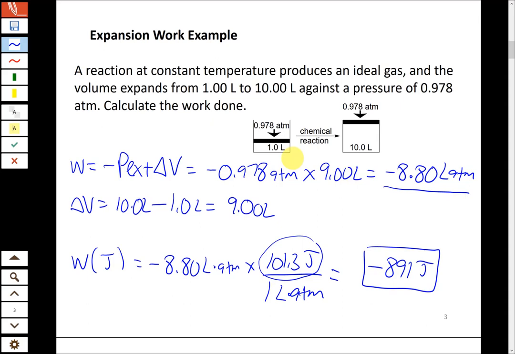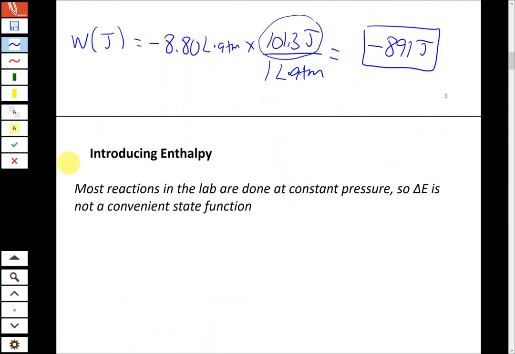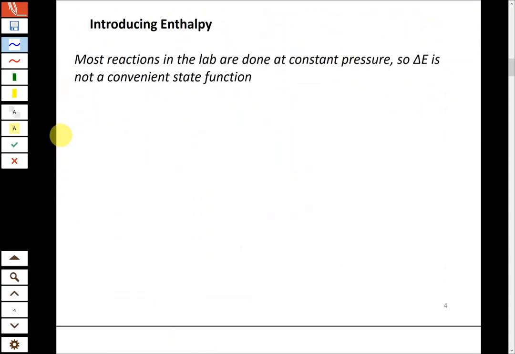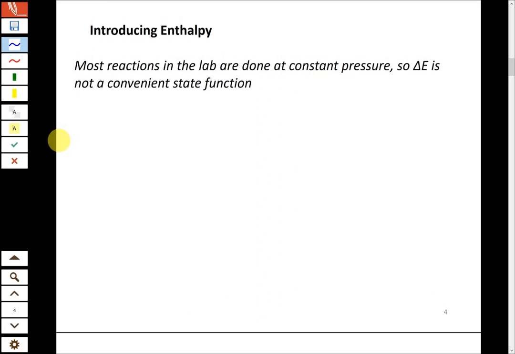about work there? Well, what we're going to actually end up doing is introduce a new state function called enthalpy. The reason is that most reactions in a lab setting, an experimental chemistry setting, are done at a constant pressure, and you'd have to calculate Q and W to do delta E. It's not always easy to do that. It requires two separate measurements. So delta E is not a particularly convenient state function for us to use. So we're going to introduce a different one that's a little bit better to work with.